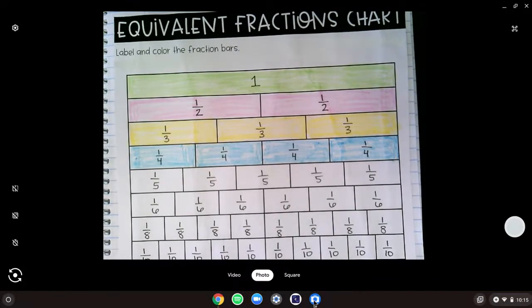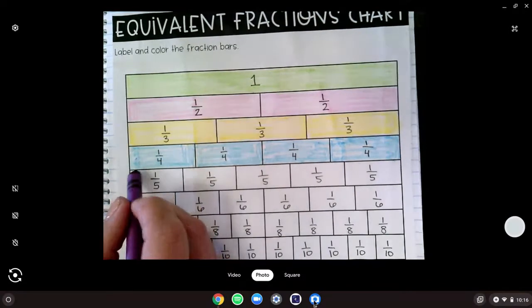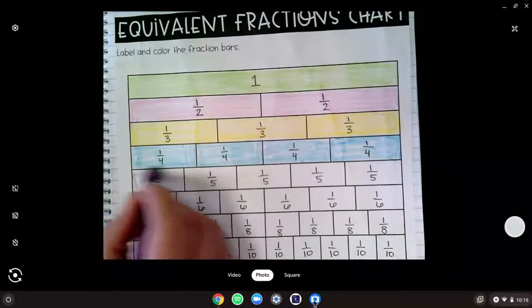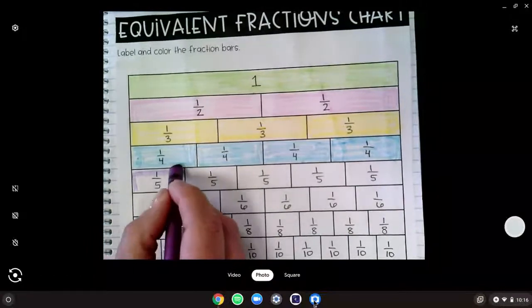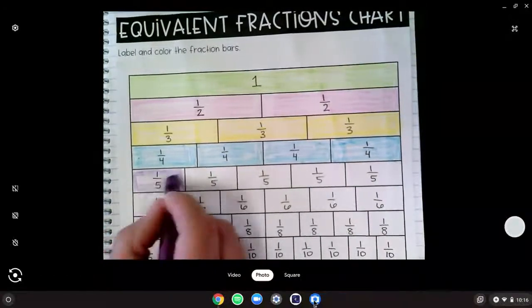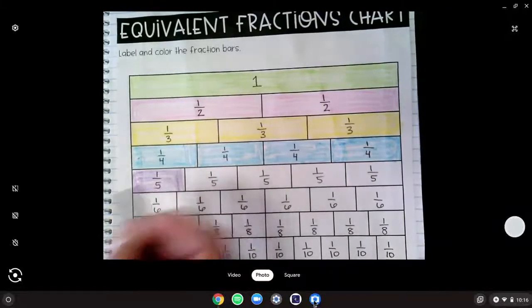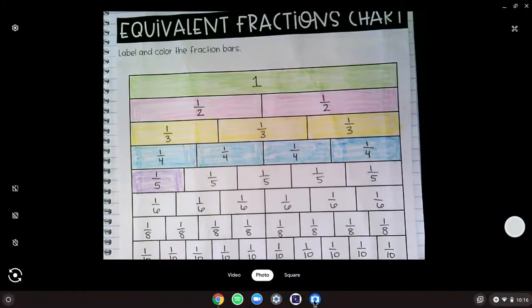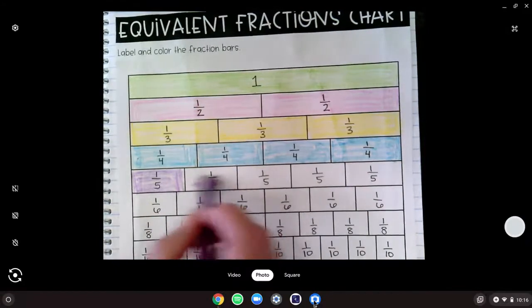Our next biggest one then is how much? 1/5. We have our 5ths. This time, let's do purple. Once again, 4th grade friends, what do you notice? How many 5ths does it take? 5. I think that's exactly on purpose.